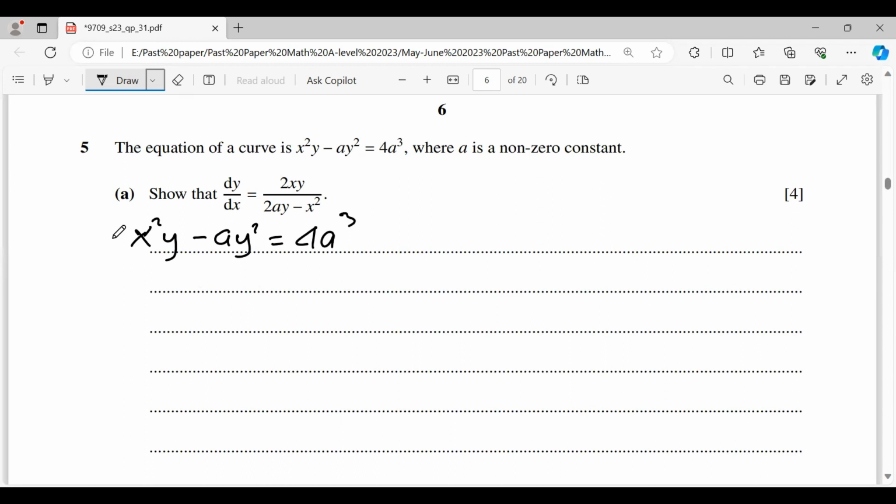The derivative of this equation is x squared times dy/dx, after that, the derivative of x squared becomes 2x, okay? After that, the derivative of this term, 2ay dy/dx, equals the derivative of this one, a constant, which is zero.